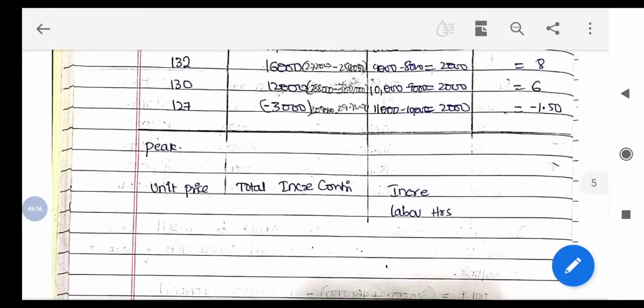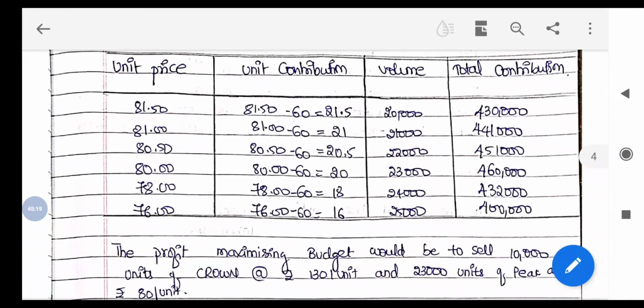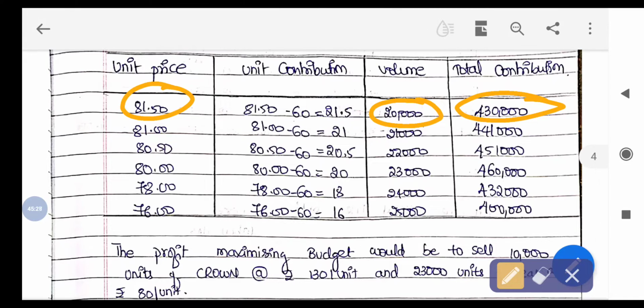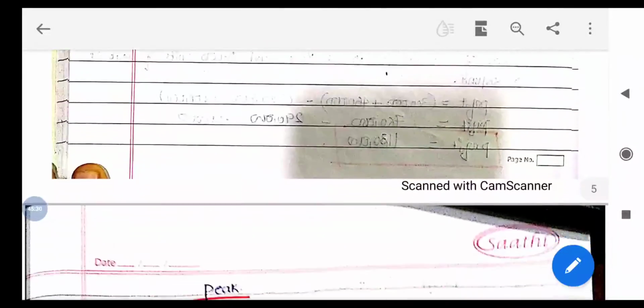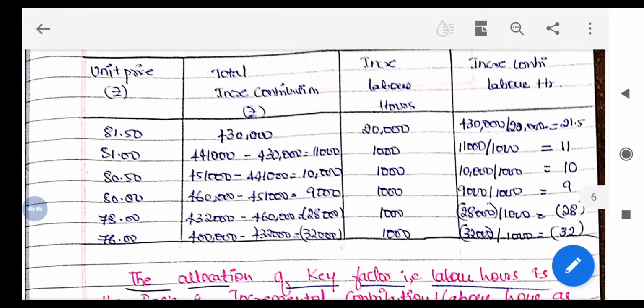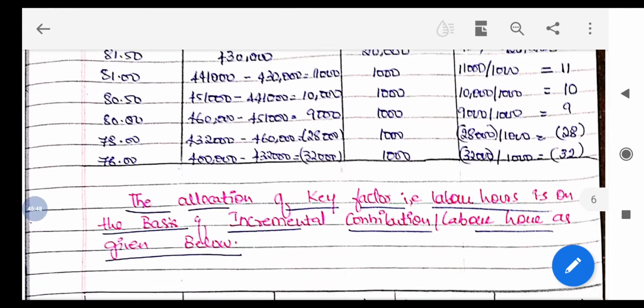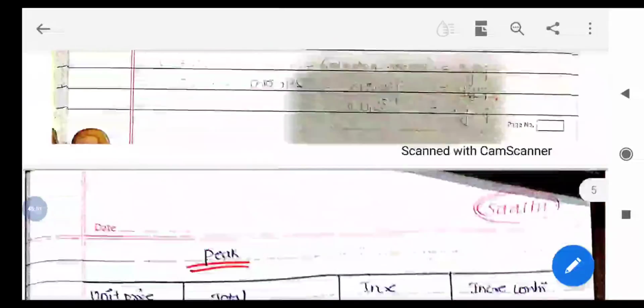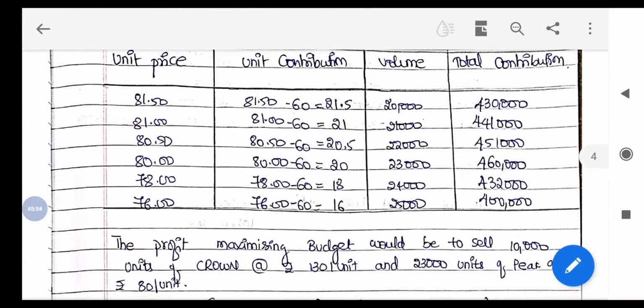So for peak at 81.50, labor hours is 20,000 and contribution is 4,30,000. First, when peak at 81.50, volume units is 10,000, incremental labor hours is 20,000. So the incremental contribution here is in rupees 4,30,000.